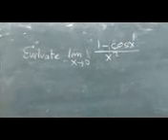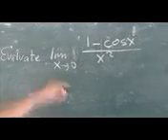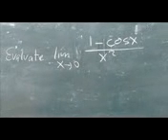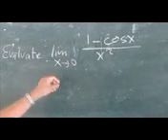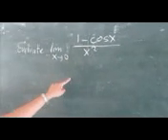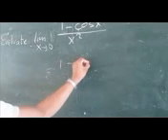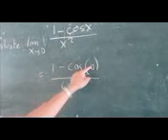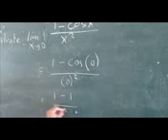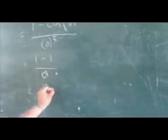Our next example is to evaluate the limit of 1 minus cosine x over x squared, where x approaches 0. We need to determine if this limit is indeterminate. So we substitute the value of x with 0. So 1 minus cosine 0 all over 0 squared. So 1 minus 1 is 0 over 0. So this limit is indeterminate.